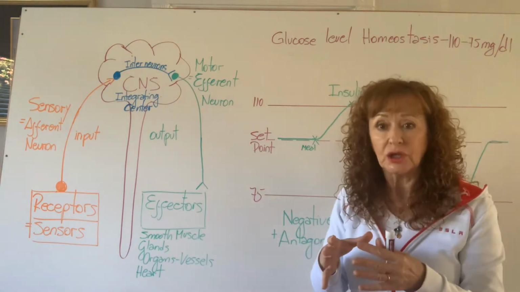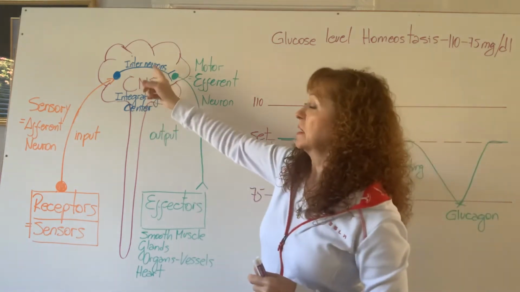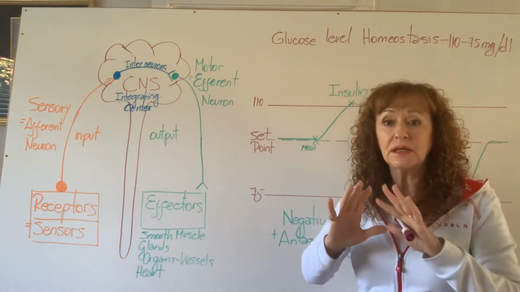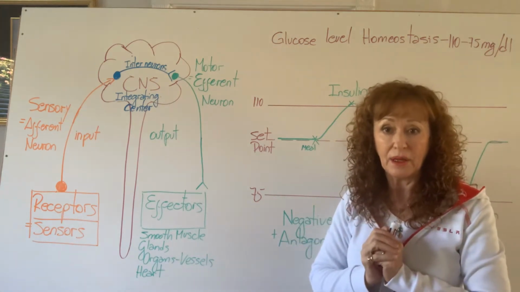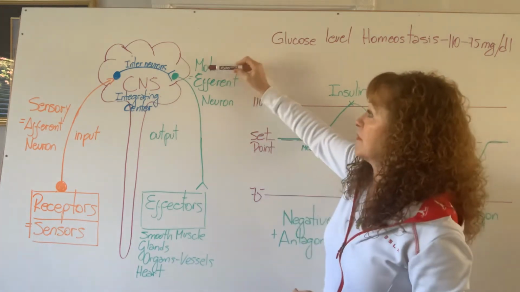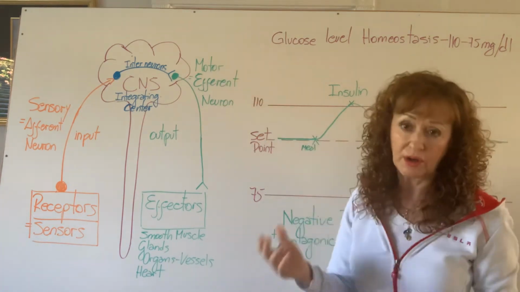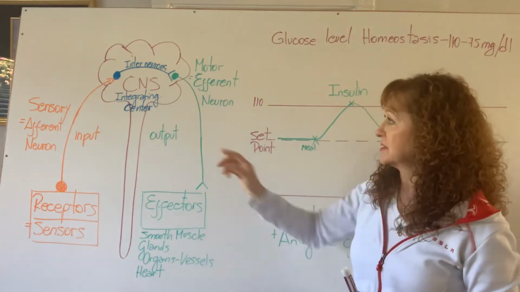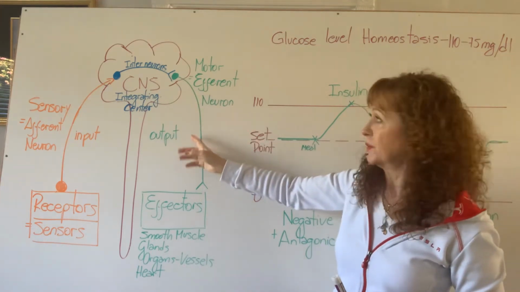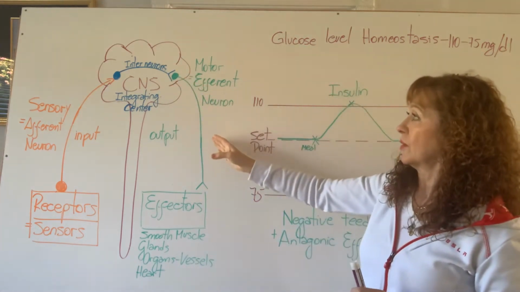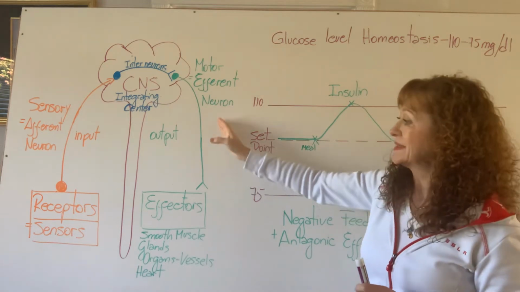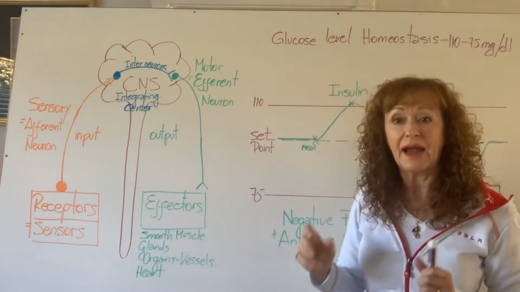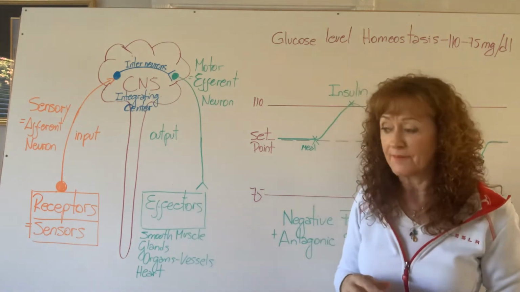That action cannot take place by the interneurons because they never leave the central nervous system. But the interneurons are using another player in this game, the motor or efferent neuron. It's efferent because it's leaving the central nervous system, and it's also called the output. Certainly this motor or efferent neuron is the one that will reach the effectors, and the effectors are the ones that fix the situation.